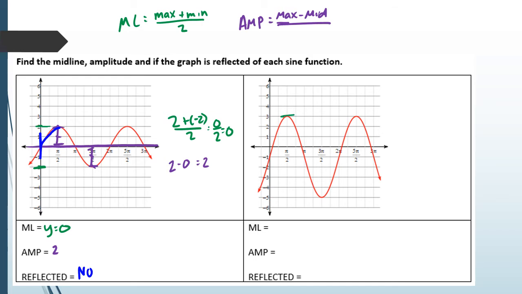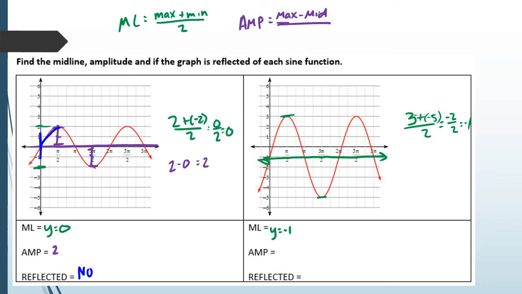So we have a max at 3. We're going to add that to our min at negative 5, and divide that by 2. So 3 plus negative 5 gives me negative 2, divided by 2, which gives me negative 1. Which gives me a midline at y equals negative 1. So right here.